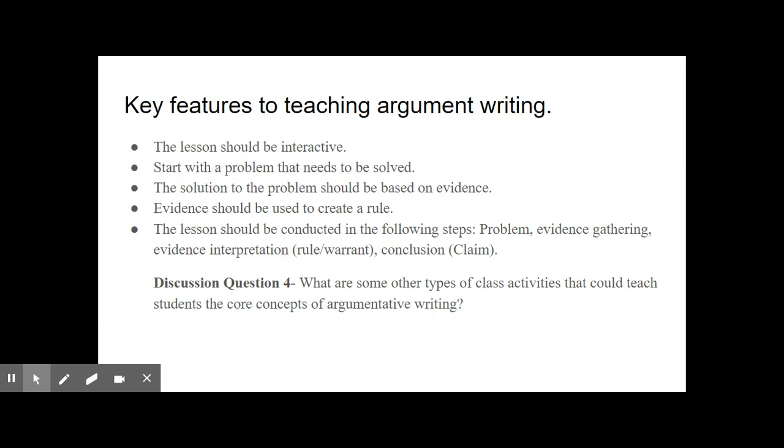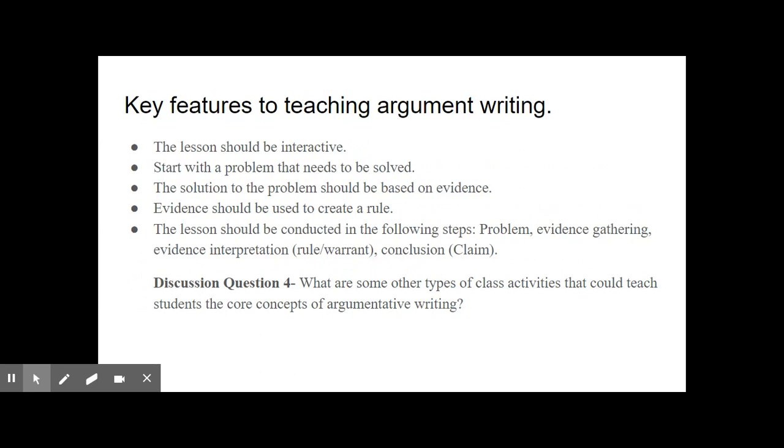The evidence needs to be used to create a rule. Evidence by itself doesn't really mean much. Noticing that the guy at the bottom of the stairs in the murder mystery photo had a cup in his hand doesn't mean anything, but when you take that a step further and create a rule out of it, that when you trip down the stairs, you drop whatever is in your hand, that can actually be used to back up an argument.